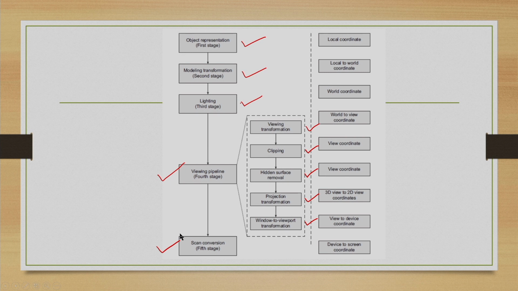So, what we do in these stages? In the first stage we define objects, in the second stage we put them together to construct a scene in world coordinate, and then in the subsequent stages we process those till we perform rendering on the actual computer screen. We have already discussed the first stage, object representation. Currently we are discussing the second stage, that is modeling transformation.